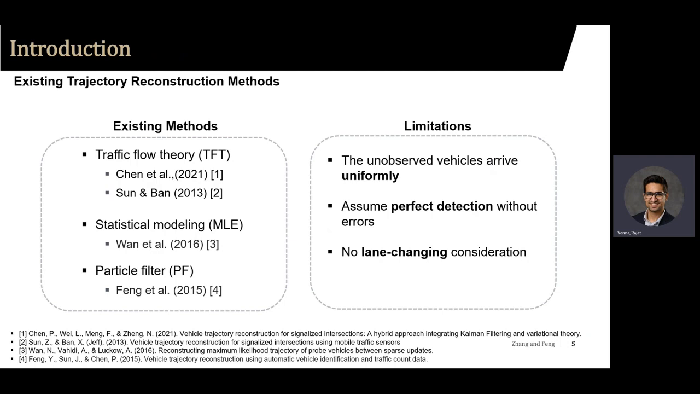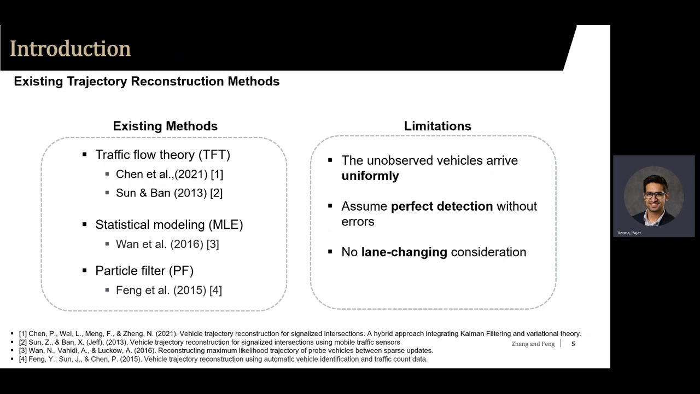So first is from the traffic flow theory side. Chin 2021 reconstructed the trajectory for the intersections. They considered the hybrid approach integrating the Kalman filter with the variational theory. And Sun and his team in 2013 reconstructed the trajectory using the mobile sensors. Also, the second very popular method is using the statistical modeling.